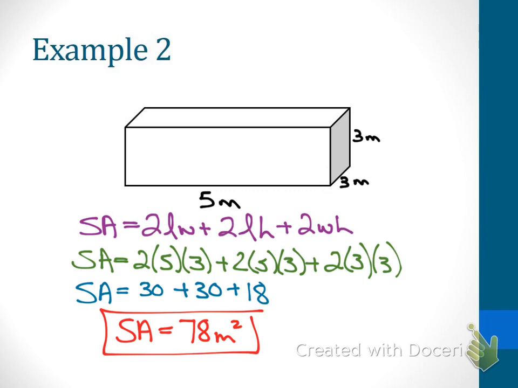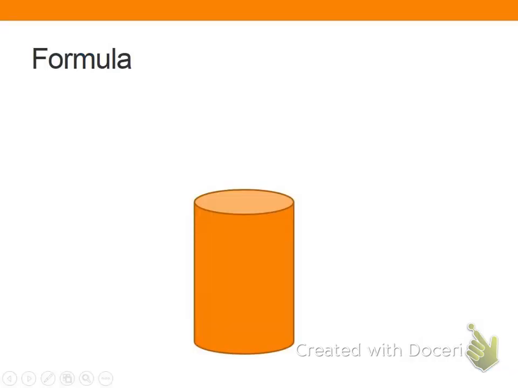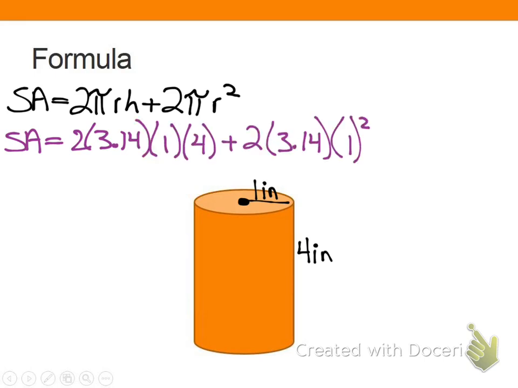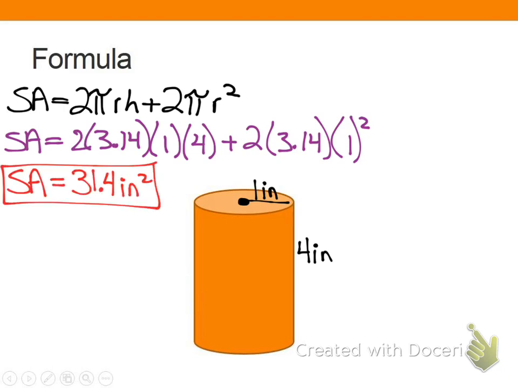Now, surface area of a cylinder, do you remember the formula? Go ahead and use these dimensions to find the surface area of the cylinder. Surface area equals 2 pi r h plus 2 pi r squared. Now we just make our substitutions and we can multiply. What did you get for your answer? 31.4 inches squared. Now, if you rounded it to the nearest whole, that's fine. Any questions on surface area of cylinders?